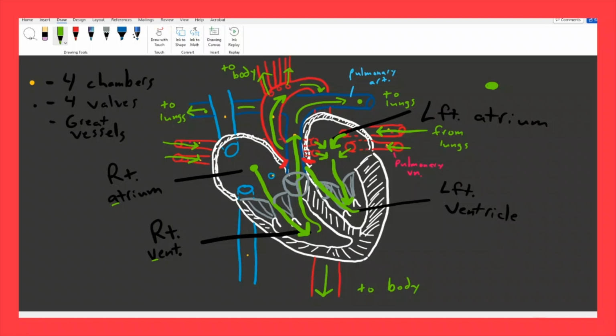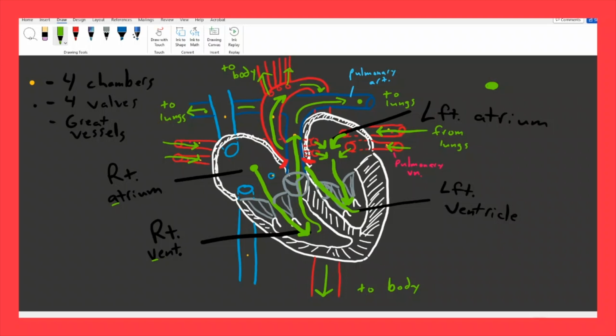Notice the path we've taken so far. We've hit all 4 of the valves and all 4 of the chambers, haven't we? Right atrium contracts, shoves blood through the right AV valve slash tricuspid valve into the right ventricle, through the pulmonary semilunar valve into the pulmonary trunk, pulmonary arteries to the lungs. Back from the lungs in the pulmonary veins into the left atrium. Left atrium contracts, shoving the blood through the mitral slash bicuspid slash left AV valve into the left ventricle, which contracts and shoves the blood through the aortic semilunar valve into the aorta, which goes to the body.